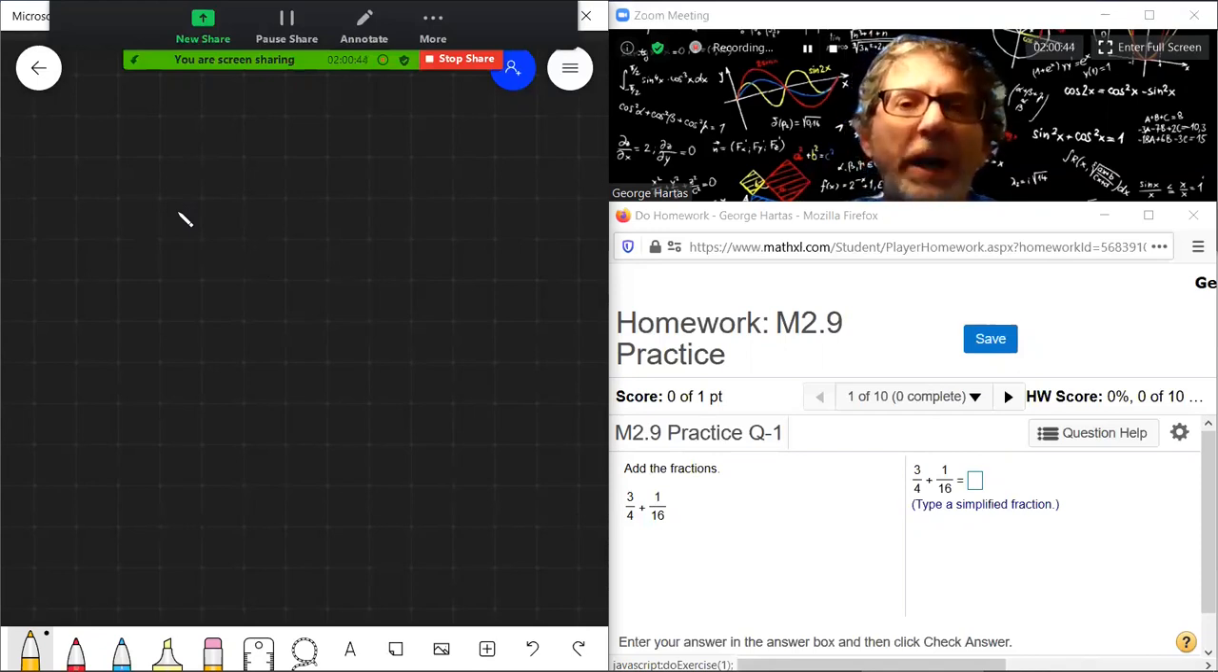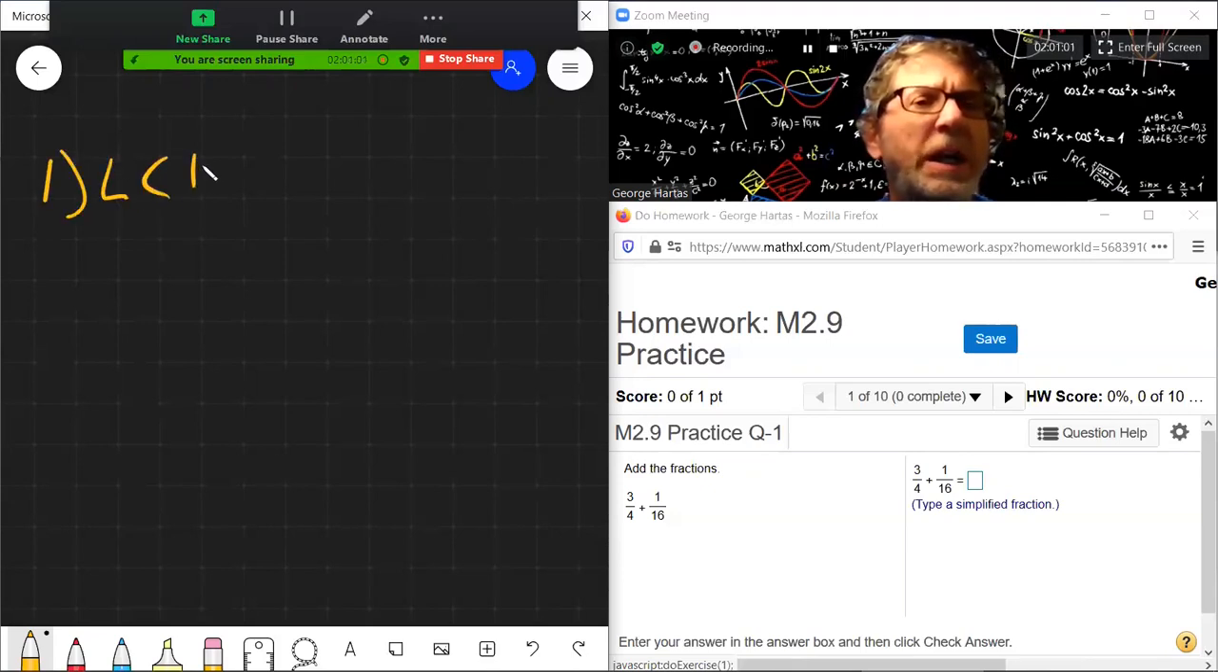So when we're adding and subtracting fractions with unlike denominators, what we have to do is a four-step process. The first step is to find the lowest common denominator. Recall from the last video, the lowest common denominator is the least common multiple of the denominators. So the LCD and LCM are the same thing. The LCD is the smallest number possible that both denominators divide into.